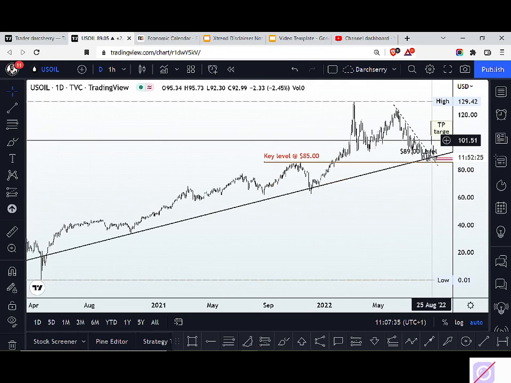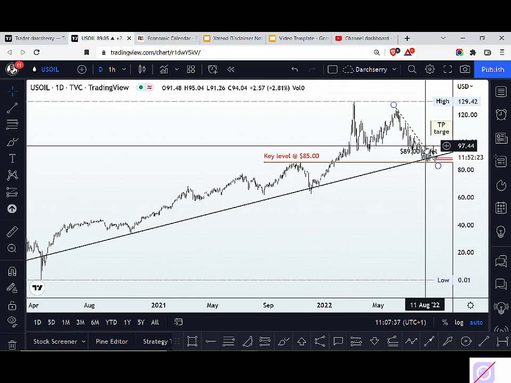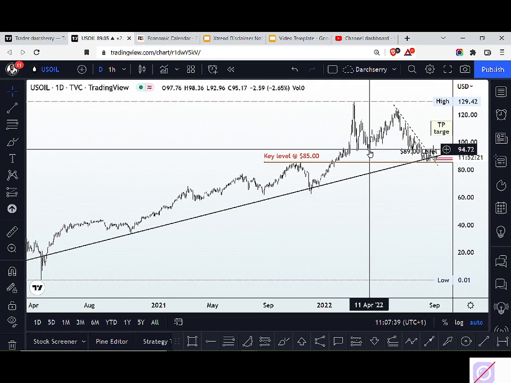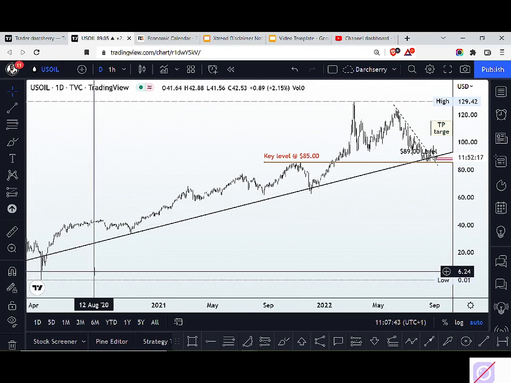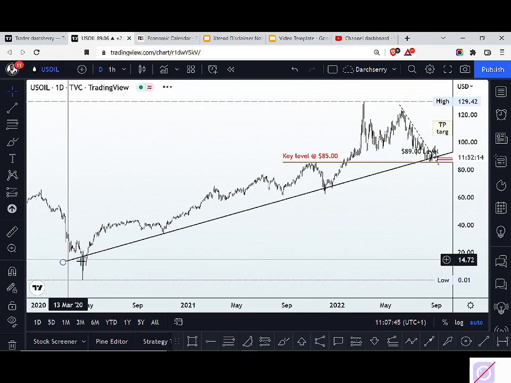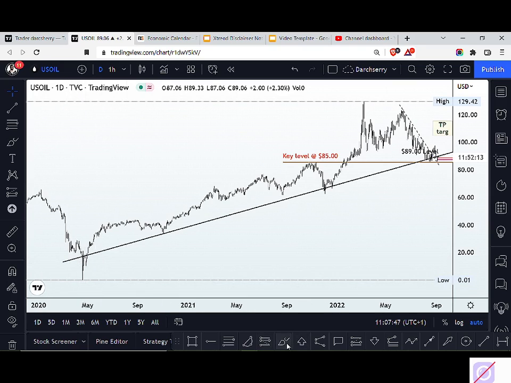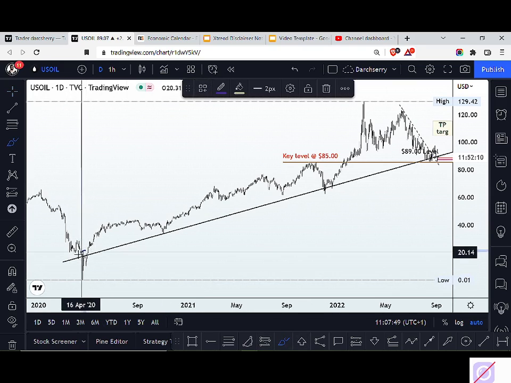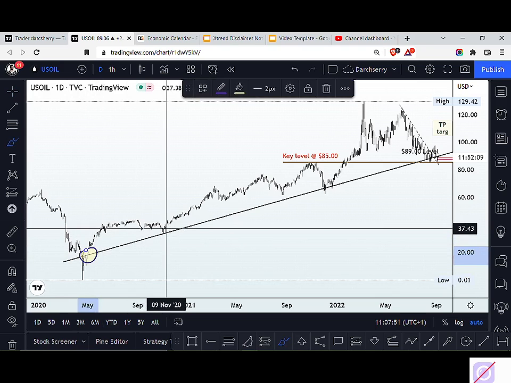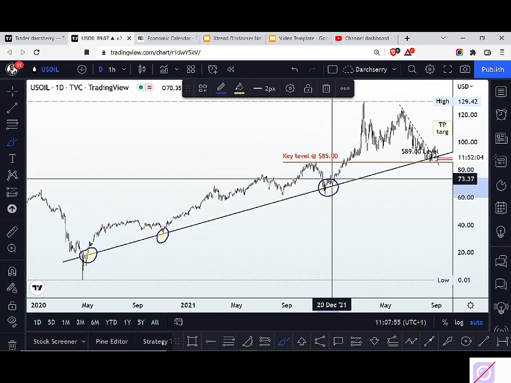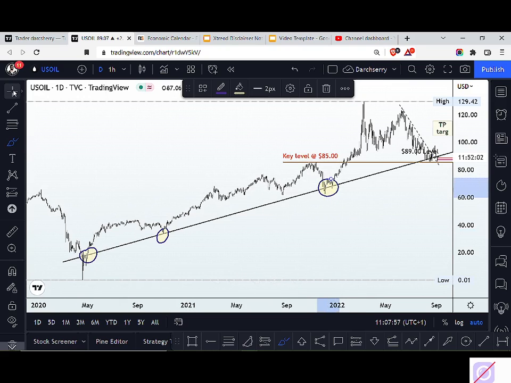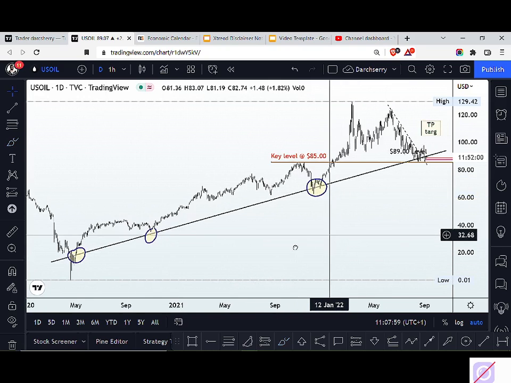Well, on the daily time frame, the US oil has been on a very strong long-term bullish momentum. I think in the last couple of years, price has continually respected this bullish trend line that I was able to identify on the daily time frame after connecting the series of higher lows here. As you can see, our price has consistently respected that bullish trend line.